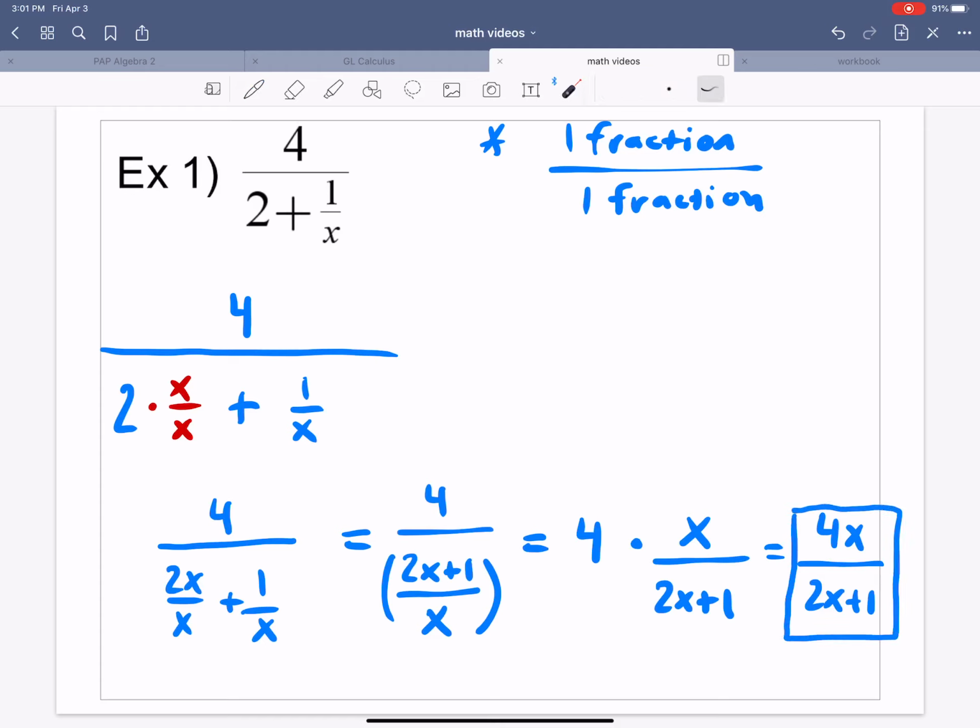Now, before I move on, someone might see, oh, but Kozad, you've got 4x and 2x. Those are divisible. Not so fast. This 2x is part of a larger addition problem, which means you can't just pick and choose a part of this bottom to cancel with the top. It's got to be all or nothing. So, final answer, 4x over 2x plus 1.